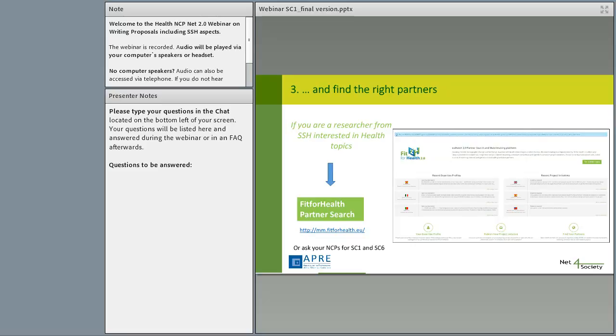And otherwise, if you have a problem with the partner search tools, of course you can contact your NCPs, your National Contact Point, both for Societal Challenge number 1 and for Societal Challenge number 6.